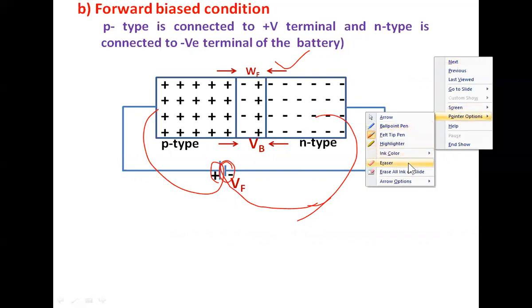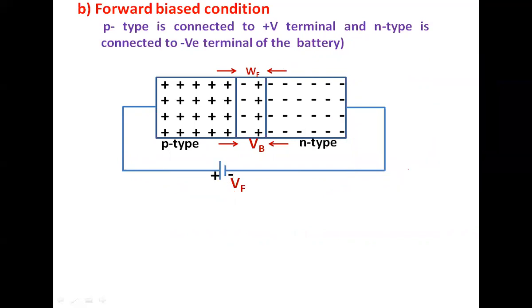If we try to understand what things are happening in forward biased condition, the negative terminal is connected to n-type. In n-type, the majority carriers are electrons. Electrons are going to be repelled by the negative terminal. Electrons, which are majority carriers in n-type material, are going to be repelled by the negative terminal of the battery.